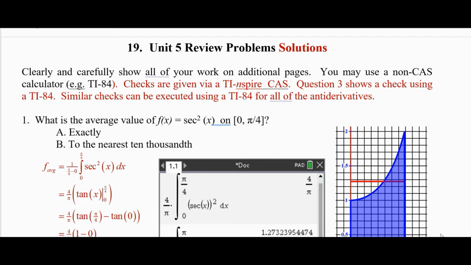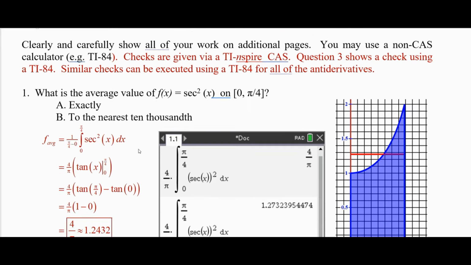Hello, this is Jack Jackson, and I'm back with the solutions to some of the review problems that I gave you in the last video. So hopefully you worked these on your own and you're just checking your solutions now.